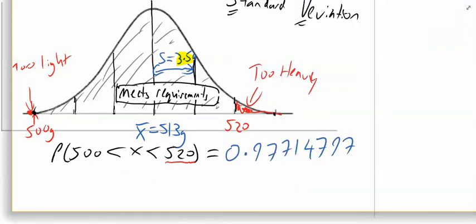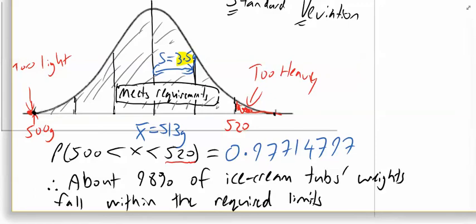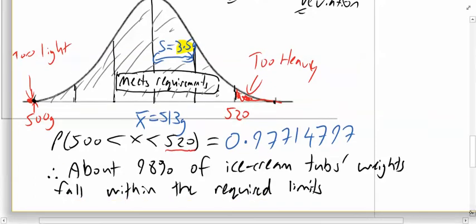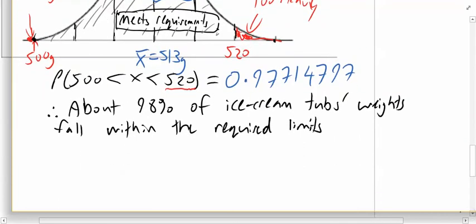So what does that mean? Well, it means that about 98% of ice cream tubs that are produced fall within the requirements. So they satisfy the requirements. Based on, what are we assuming here? Well, we're assuming that this normal distribution model is a good fit. So based on this normal distribution model.